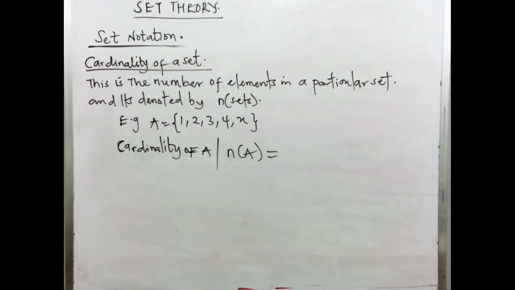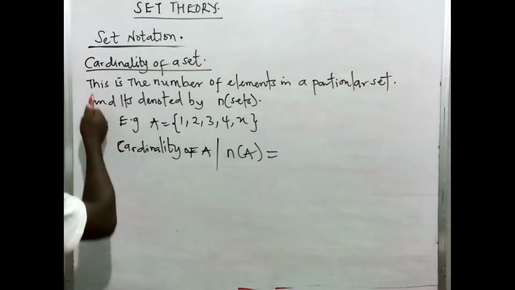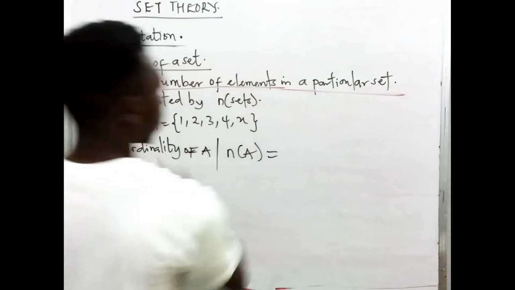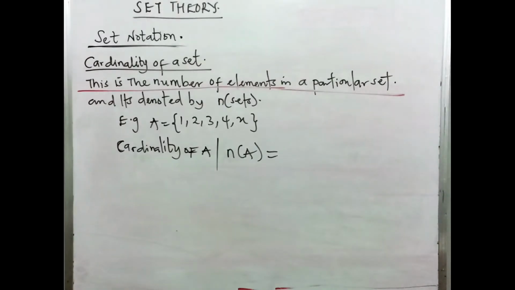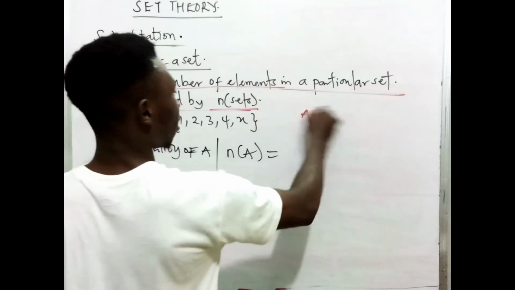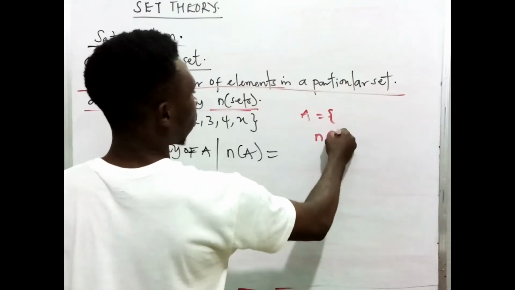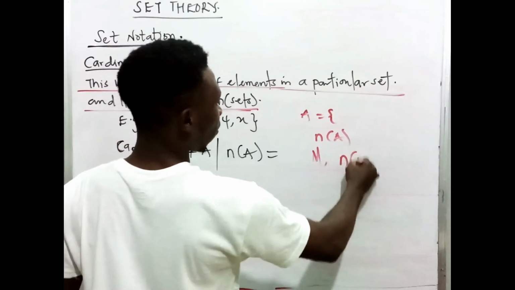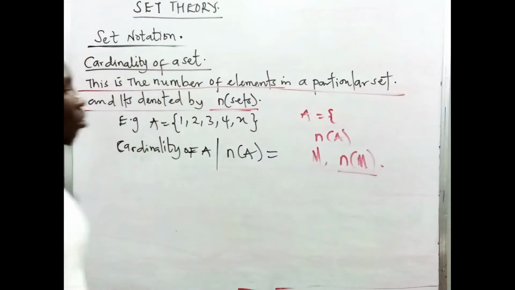Cardinality of a set. The cardinality of a set is the number of elements in a particular set, the total number of elements, or the head count of elements individually. When I say head count, I mean you are counting the elements one after the other in a particular set, and it is denoted by n of the set. So if the set is A, it becomes n(A). If the set is M, it becomes n(M). This is how you denote cardinality.